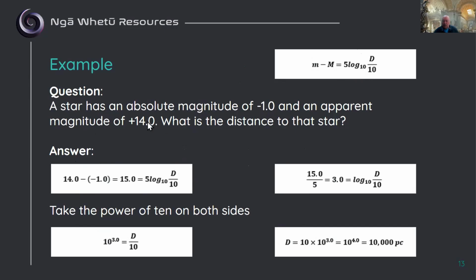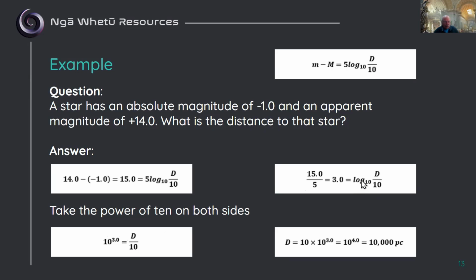Okay. 14 is the lowercase m. -1 is the capital M. So it's 14 minus -1, which is 14 plus 1, which is 15, on this side, equals 5 times the 10-base logarithm of d over 10. And then we take the factor of 5 to the other side. So we divide by 5, and you get 3 equals the 10-base log of d over 10. And now we can get rid of the logarithm by taking the power of 10 on both sides. So we take 10 to the power 3 equals d over 10, because the logarithm then disappears.